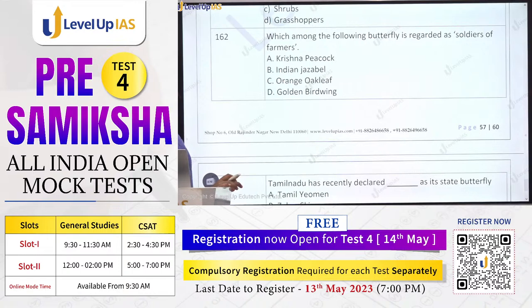Indian jezebel, sure. Yes, this is the one among the three butterflies we saw that were fighting for national butterfly status. The Indian jezebel is considered the soldiers of farmers as it kills and consumes a lot of pests. The answer to 162 is B.